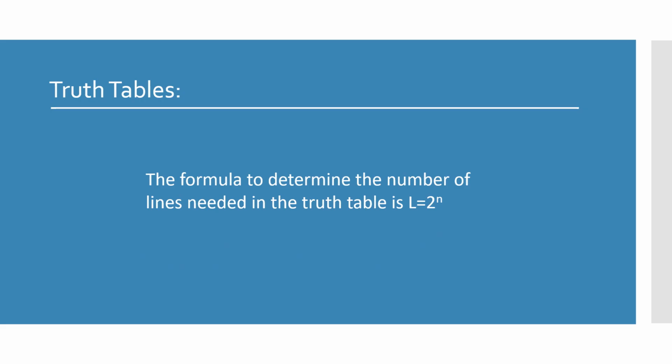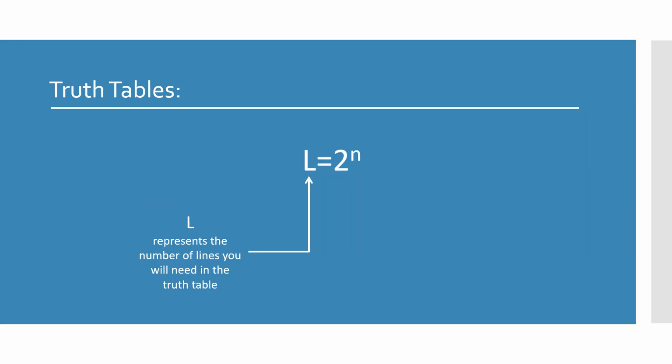Now, the formula you will need to know to determine the number of lines that are needed in an individual truth table is basically this. L stands for lines, and L equals 2 to the nth power. So L represents the number of lines that you will need in your truth table. N represents the number of simple terms in the proposition as a whole.